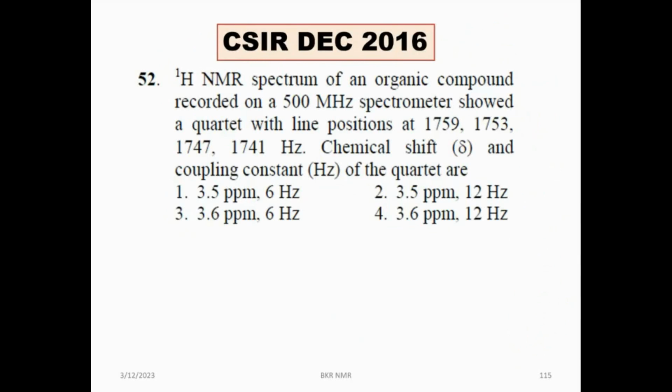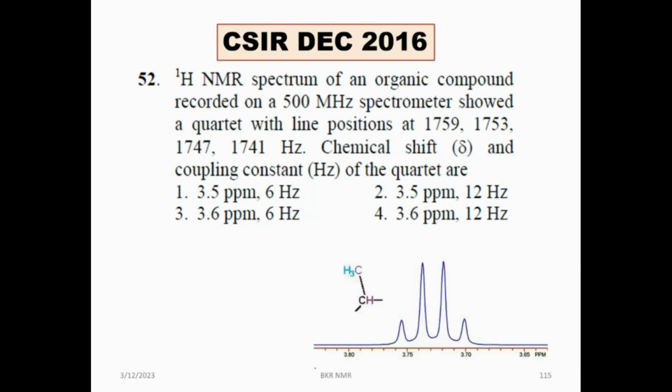Okay. Now tell me this. Proton NMR spectrum of an organic compound recorded on a 500 megahertz spectrometer showed a quartet with line position at 1759, 1753 and all that. Chemical shift and coupling constant. நீங்க தான் சொல்ல போறீங்க. You tell me what is the answer. What is the chemical shift and coupling constant? I'll give you the quartet கொடுத்துட்டேன். Okay, quartetல என்ன value?